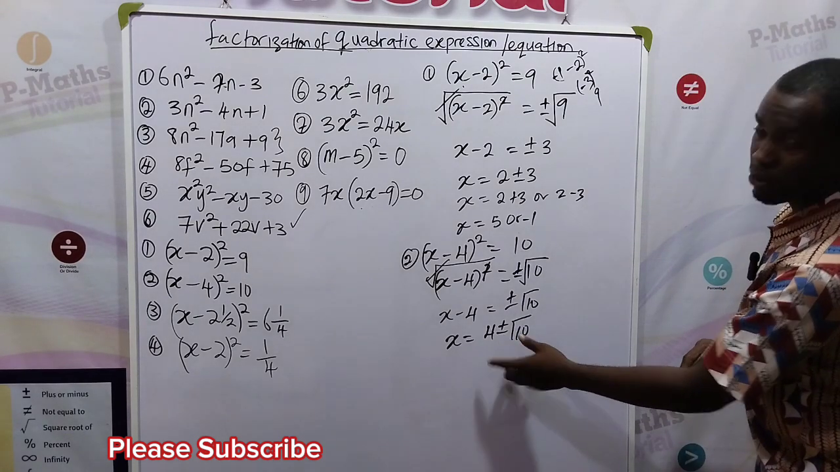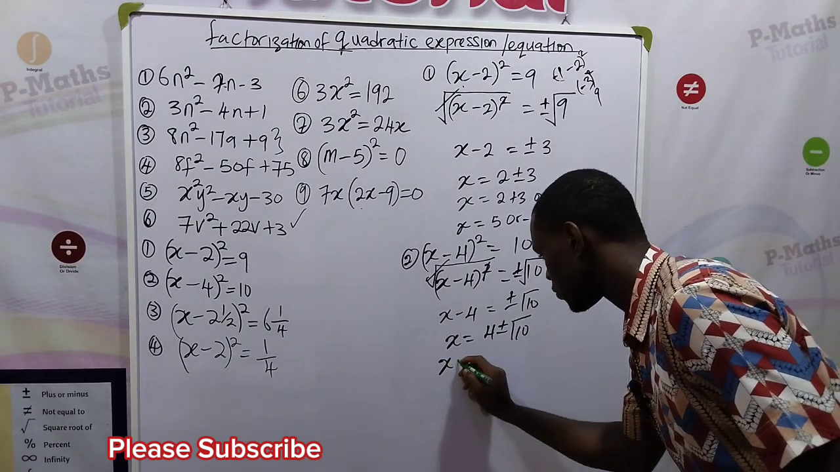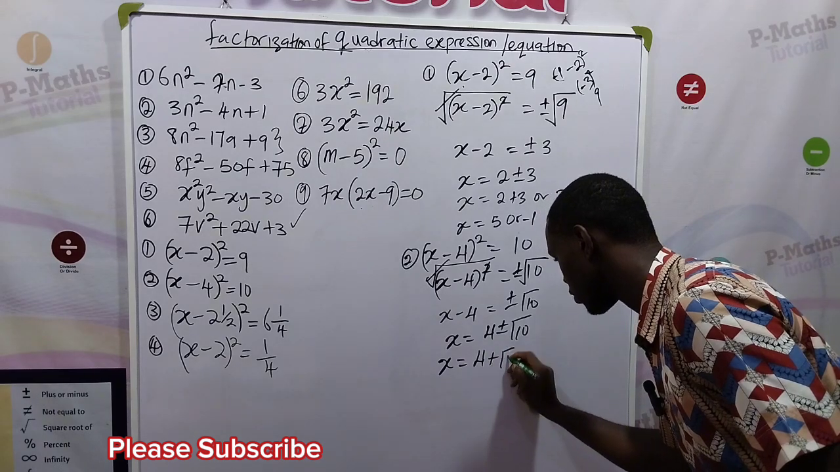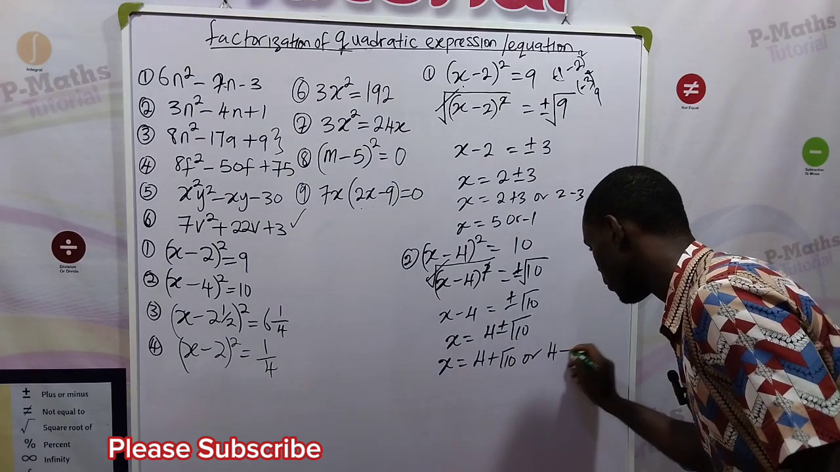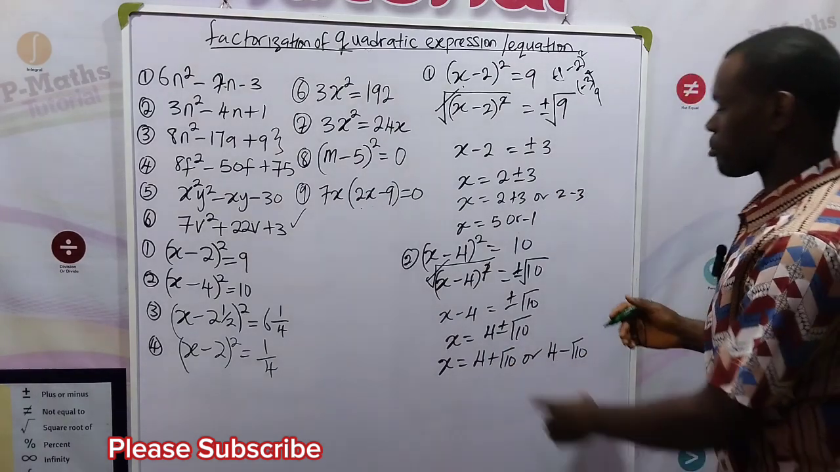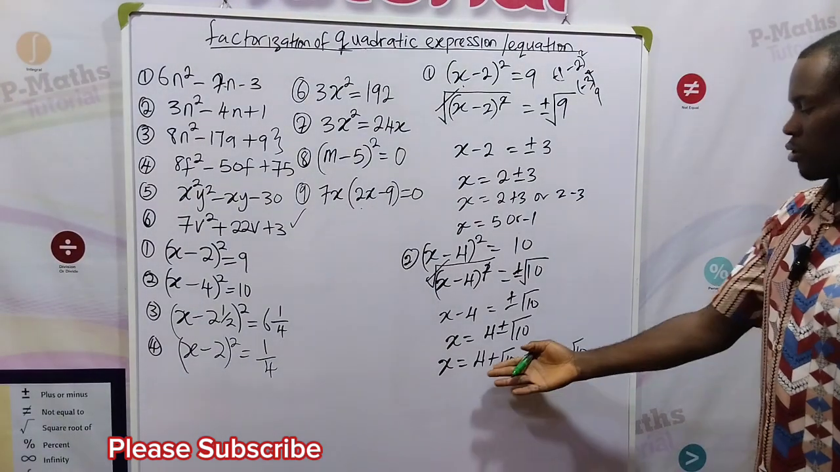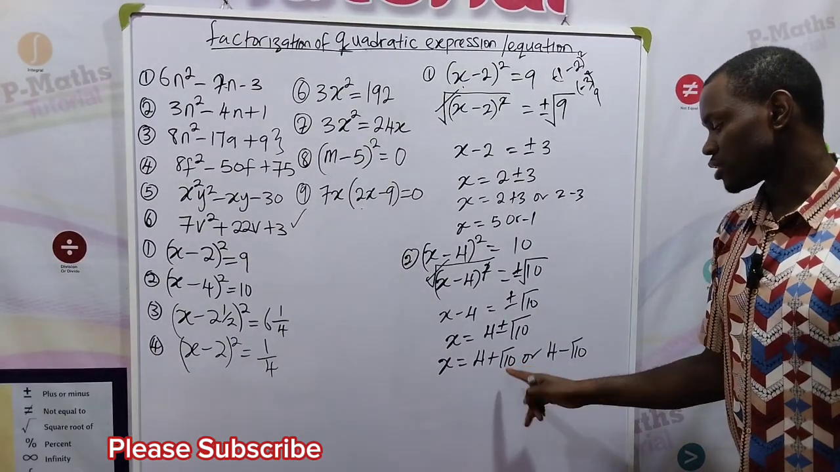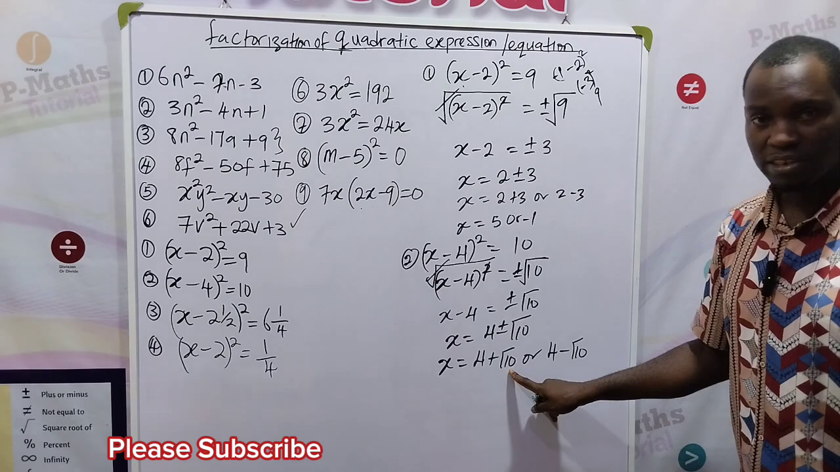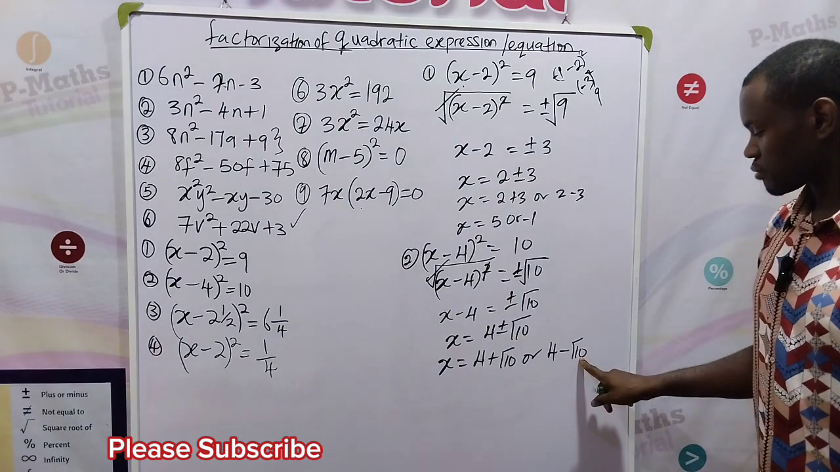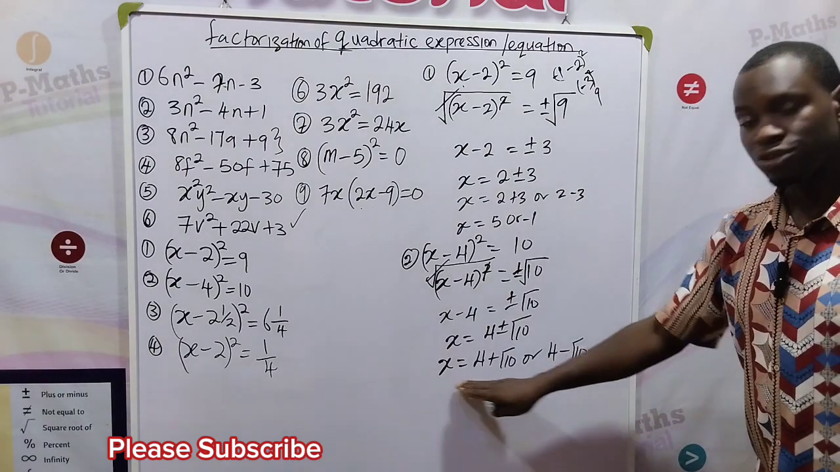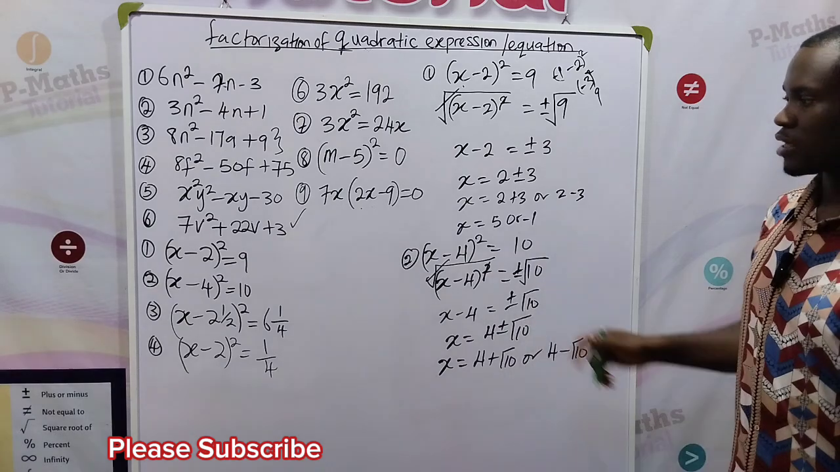Lastly, you separate the plus and minus. So x will be 4 plus square root of 10 or 4 minus square root of 10. We cannot simplify it further. Okay, the next thing you may do is to change this to a decimal number. When you have changed it to decimal, you add, and for the other, you subtract. But this solution is very correct, so we can leave it like this.